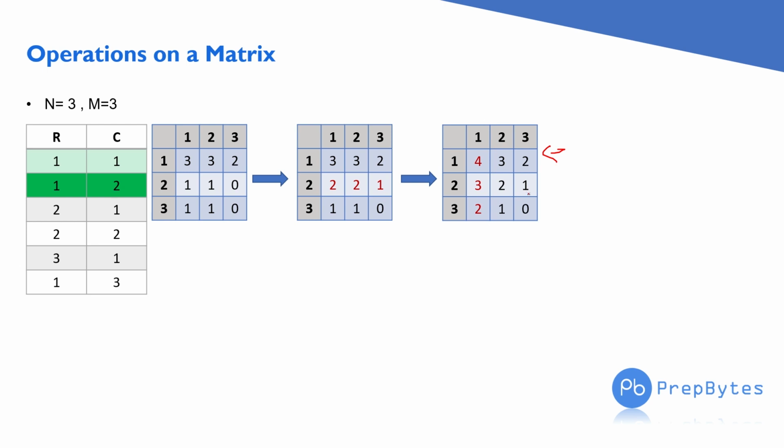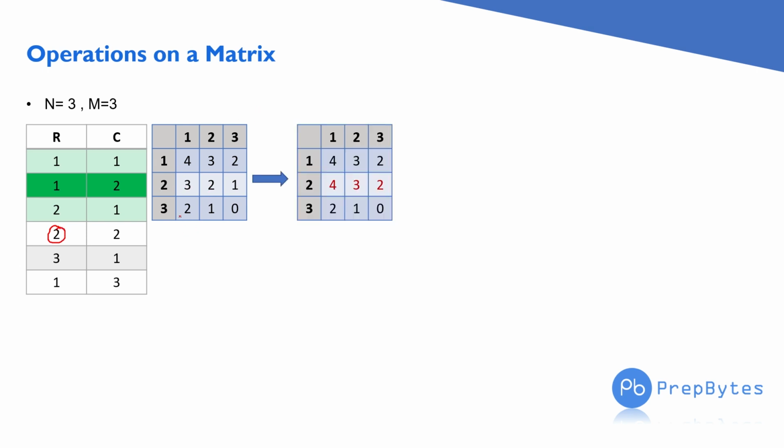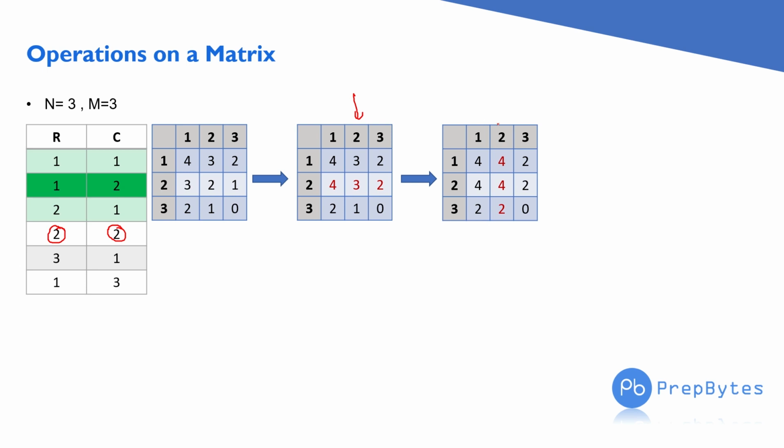Similarly, we have to move to the other queries. First select row number 2 and increment all its values by 1. Then select column number 2 and increment all these values by 1. So here we incremented all the values by 1 in column number 2 also. The resultant matrix after the fourth query is this.